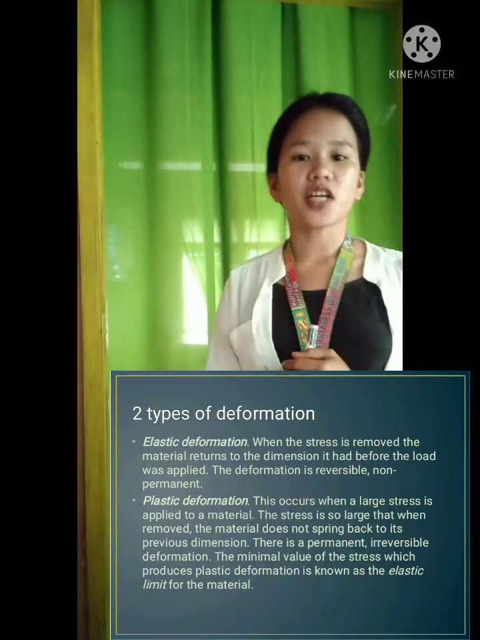First is elastic deformation. When the stress is removed, the material returns to the dimensions it had before the load was applied. The deformation is reversible and non-permanent. Second, plastic deformation. This occurs when a large stress is applied to a material. The stress is so large that when removed, the material does not spring back to its previous dimensions. There is permanent, irreversible deformation.